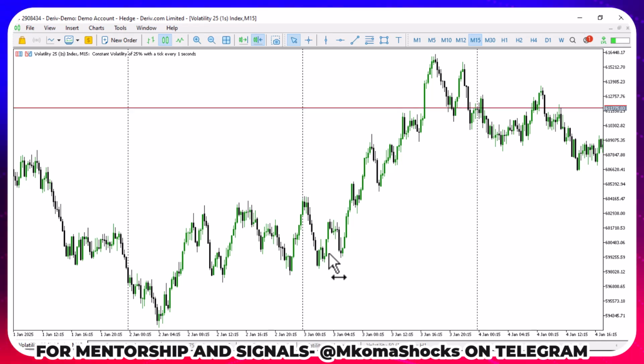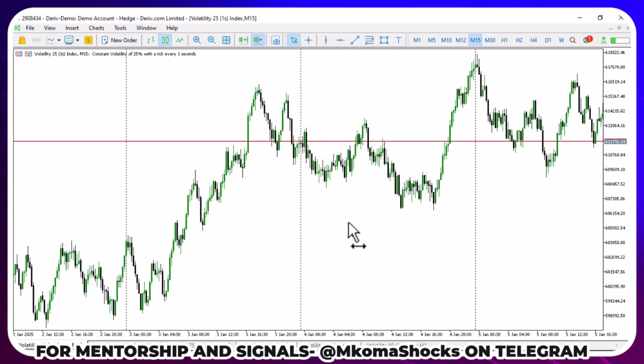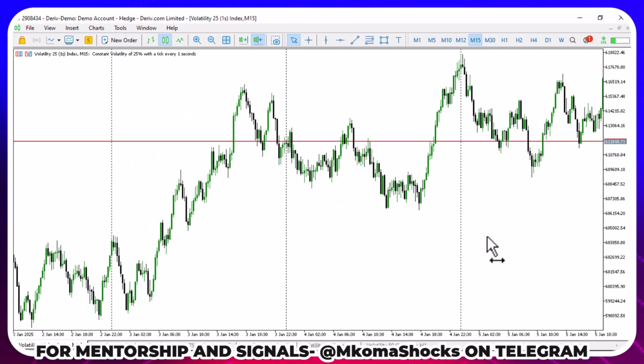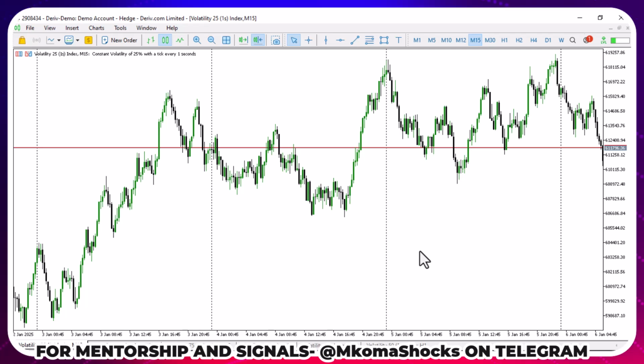What you need to do is go on the M15. This index is very good, and it is the only index that shows this pattern that I'm going to show you. As a beginner, you need to start trading this one on the real account. What you need to do is simple.